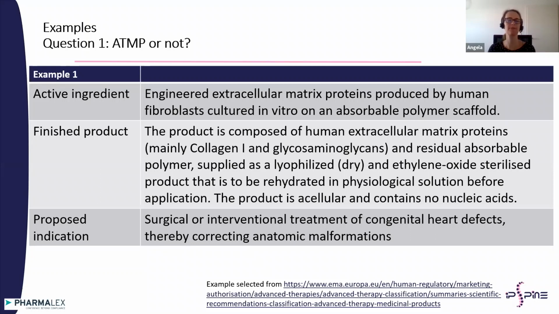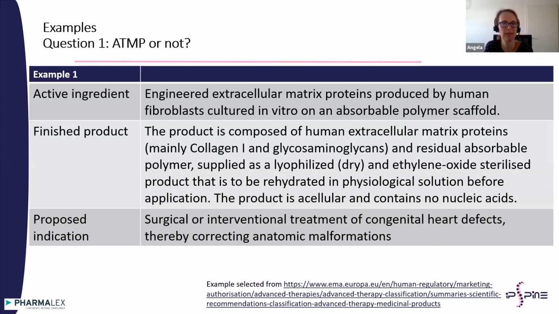So here we see some features of the product which was presented in the classification meeting. The active ingredient are engineered matrix proteins produced by human fibroblasts, which were somehow cultivated on a polymer scaffold in vitro. The finished product is composed of this complex mixture of extracellular matrix proteins with a little bit of residual polymer, which is somehow supplied to the patient. And the proposed indication is treatment of congenital heart defects.